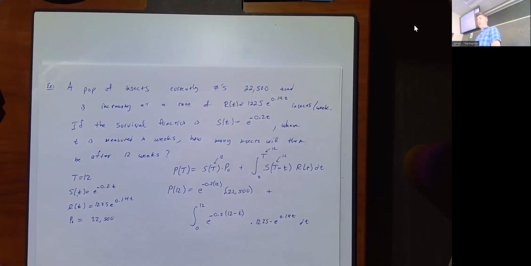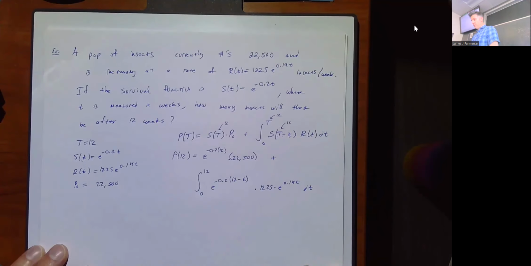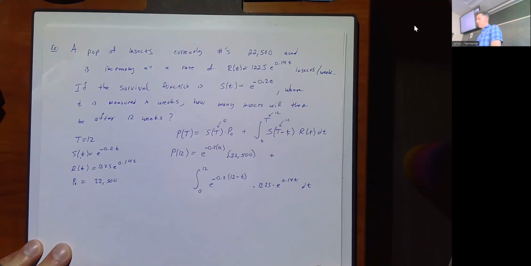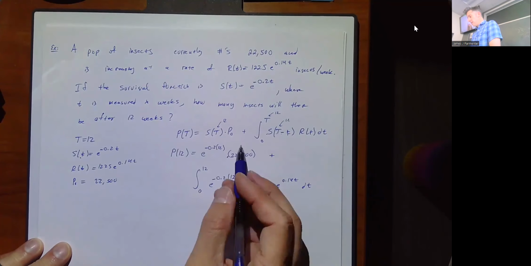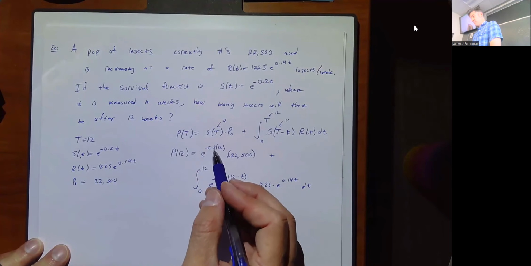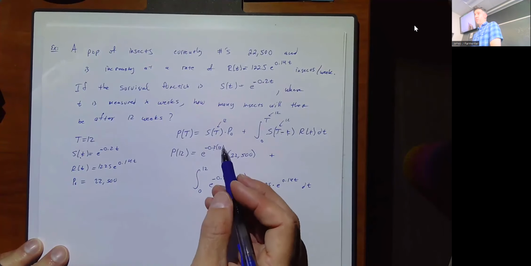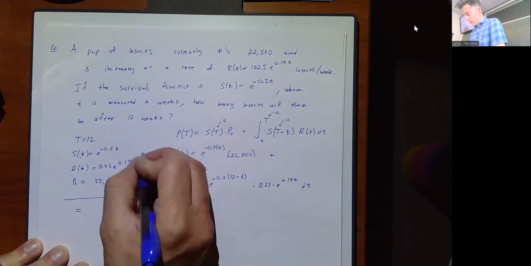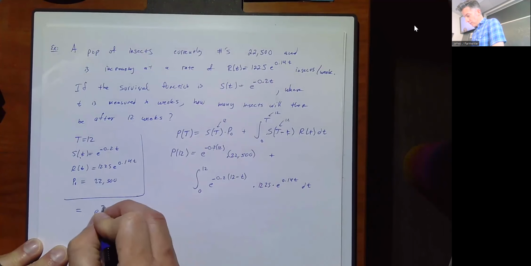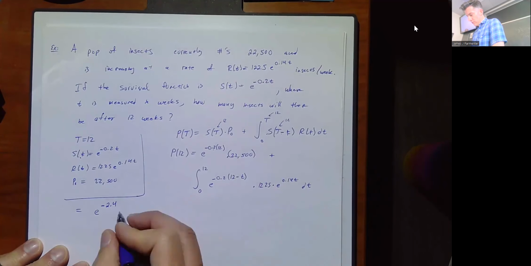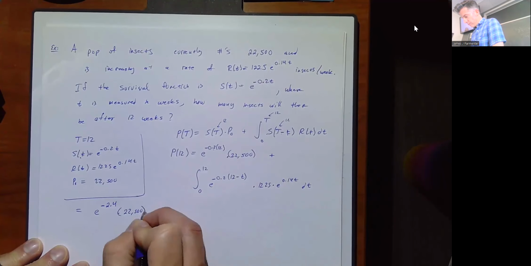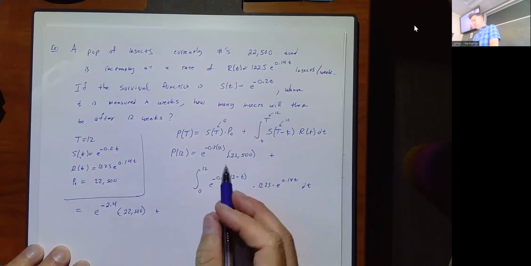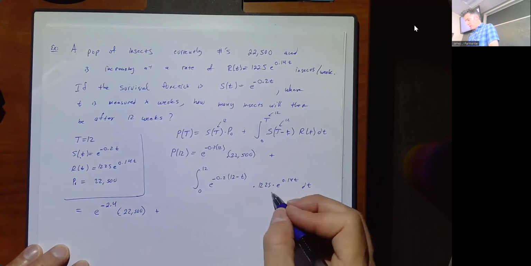Which honestly looks pretty awful. It's not as bad as it looks. Let's see if we can wrap it up before we're out of time here, which we can definitely do. So this is not terrible. It's just e to the 2 times 12 is 24. So 0.2 times 12 is 2.4. So we're going to end up getting e to the negative 2.4 times 22,500, which I probably should have written first. Oh, well. Plus, let's simplify this a bit. Let's bring this 1225 out in front.